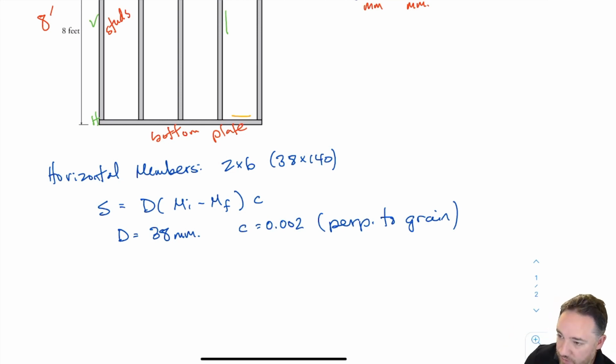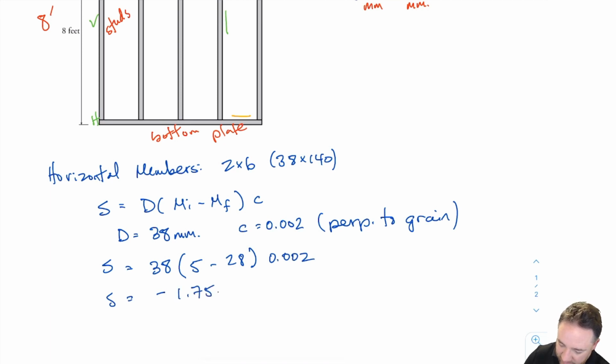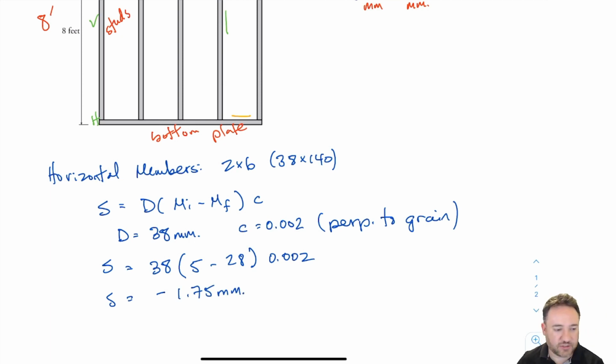So what's my S? It's equal to 38, which is my dimension, and then I have MI minus MF. In this case, my MI is going to be 5. I start at 5, so that's the moisture content that I start at. Then I go to 100, but I'm not going to put 100 here, because past the fiber saturation point there is going to be no swelling. I can only swell up to the fiber saturation point, which is 28, and no further. So I don't put 100 here. And then C is 0.002. If I calculate that out, I'm going to get negative 1.75 millimeters, because the D was 38, in millimeters.